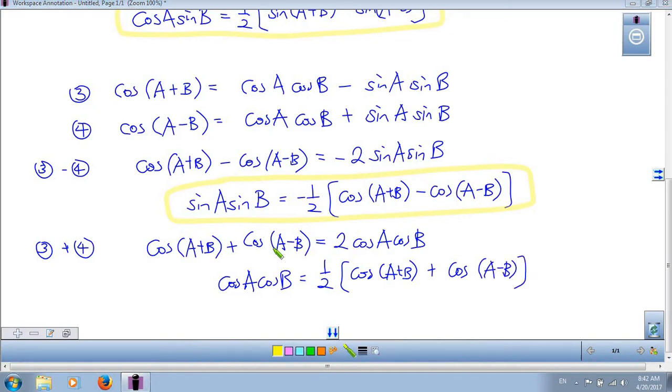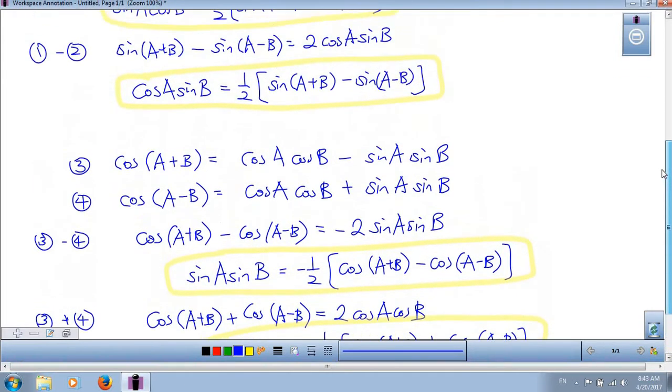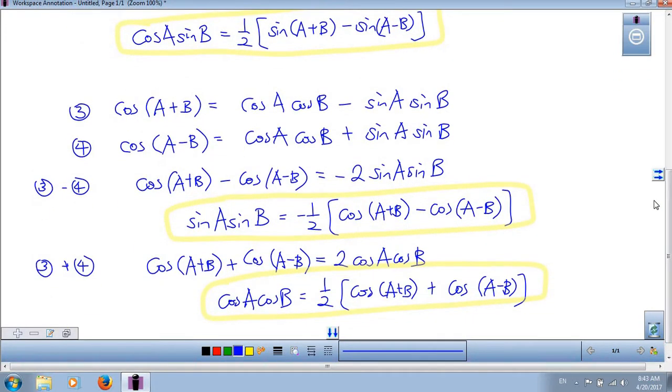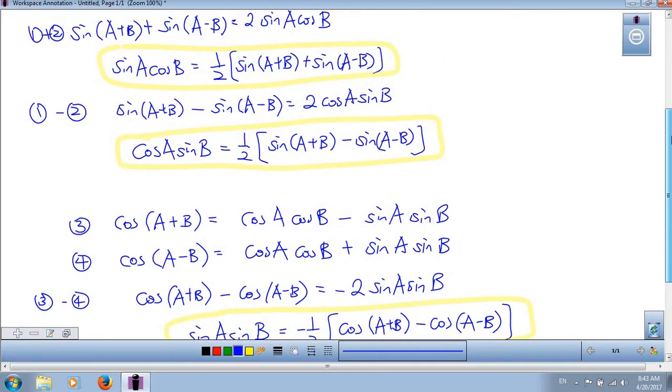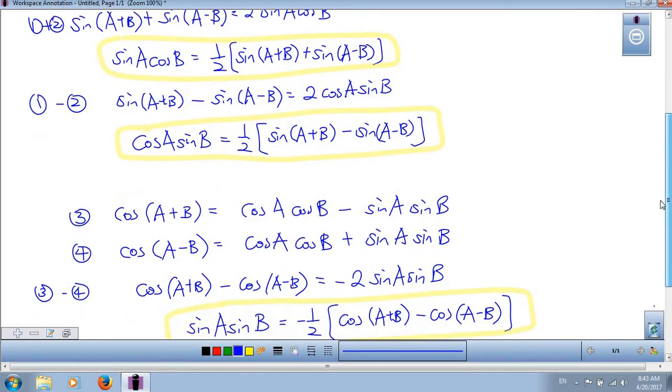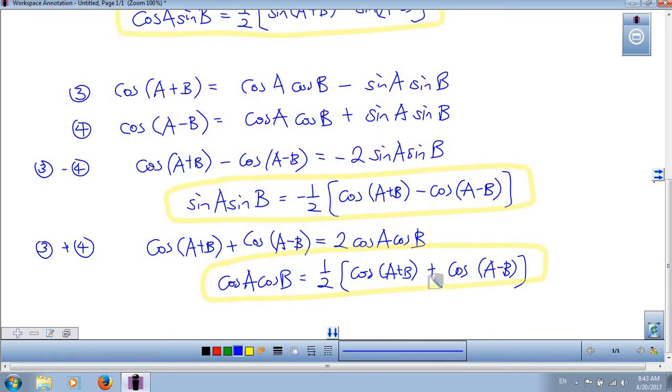Alright, so that's how we can derive the product to sum formulas very simply. Okay, and so we have 4 expressions for product to sum formulas. We have cosine A cosine B here from the last one, sine A times sine B, cosine A times sine B, and sine A times cosine B. Okay, so those are called product to sum formulas.